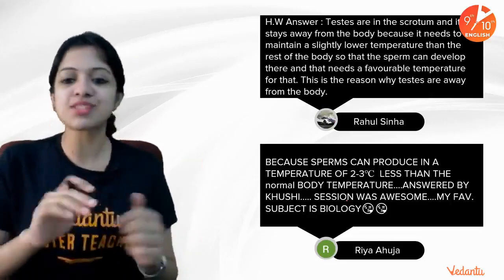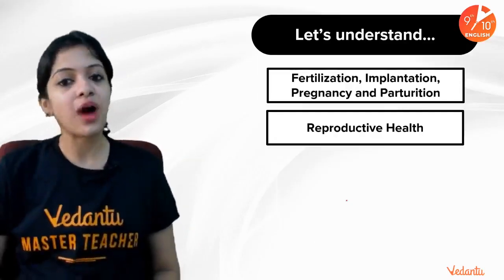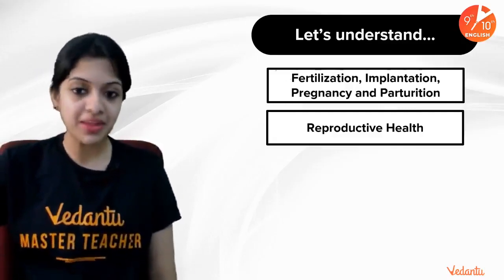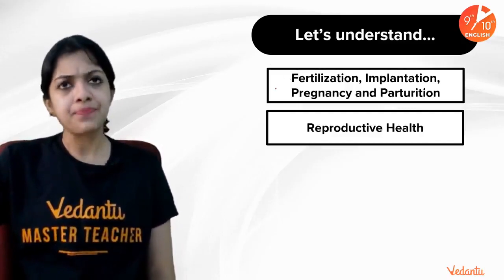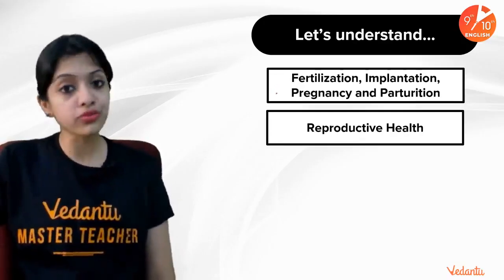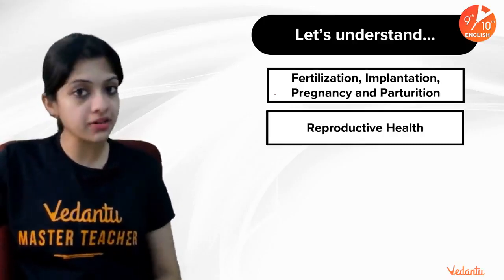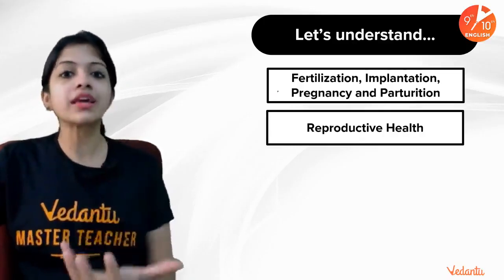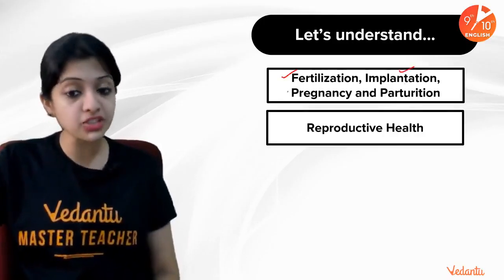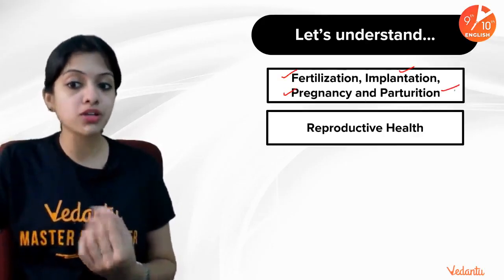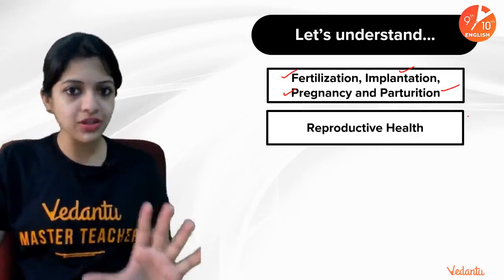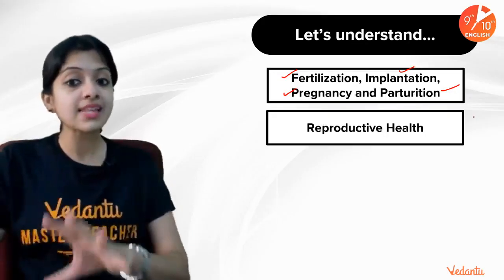Right away, children, let's move on to understand more about the female reproductive system, because biologically the female reproductive system has a lot more functions to perform than the male reproductive system. So we'll be looking into the details of those. We'll understand what fertilization is, what implantation is, what pregnancy is, and what parturition is. Of course, not in detail, but according to your syllabus, whatever you need to have an idea of these basic terms.